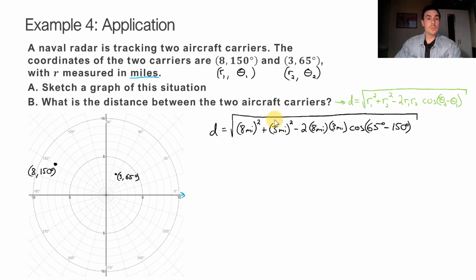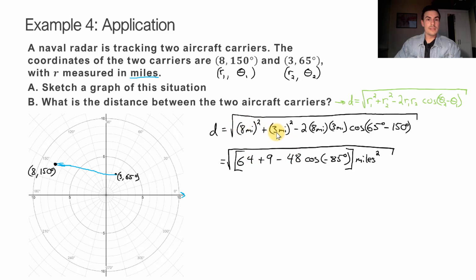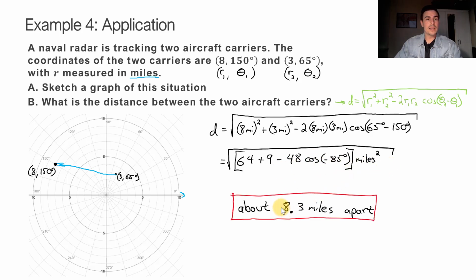Now notice, units-wise, r is measured in miles, which means this distance right here, which is what we're trying to find, let's see if I can get a straight line going right there, this distance better be in miles when I do this distance formula. Otherwise, I have done something wrong. However, we can see here that all of these terms have units of miles squared. So when I take the square root, I'm going to get miles, which gives me a correct answer. I've just started to simplify this here. We can plug this directly into a calculator, and we can see that they are about 8.3 miles apart.